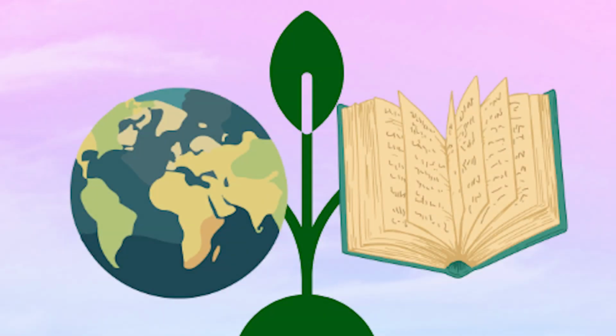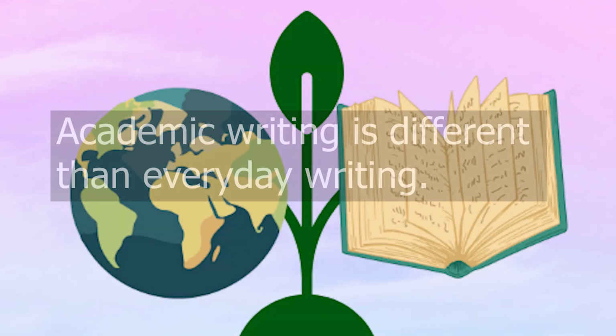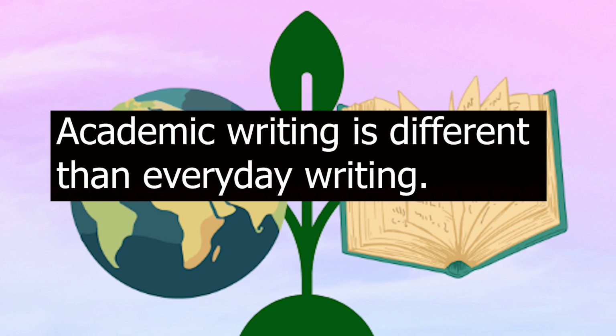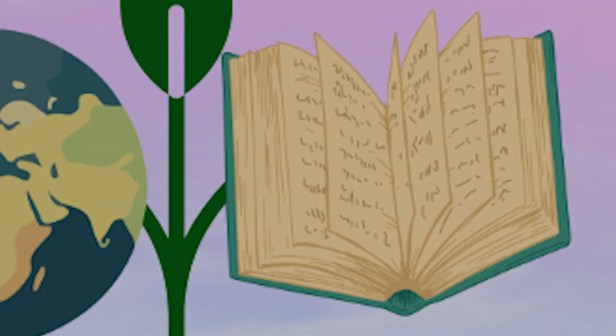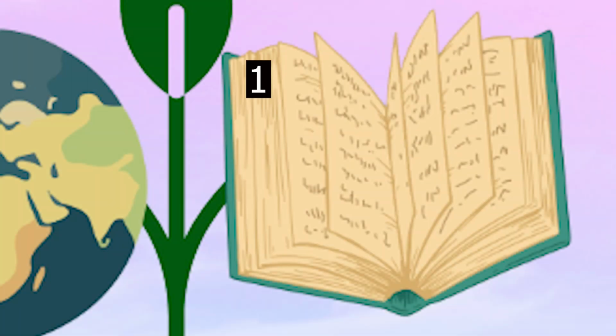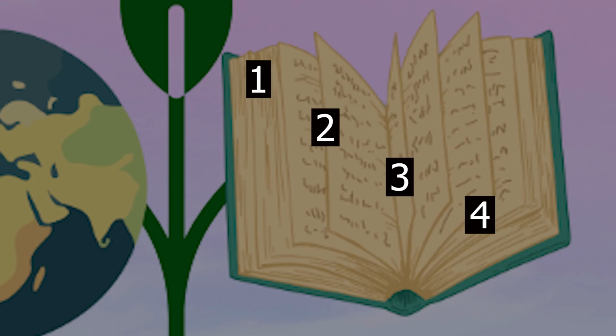Academic writing has its own rules, and combining it with technical GIS terms can be challenging. In the next 5 minutes, we will break down the 4 key areas that you need to focus on to make your writing clear, professional, and convincing. Let's get started.